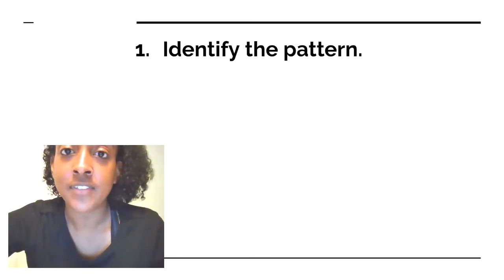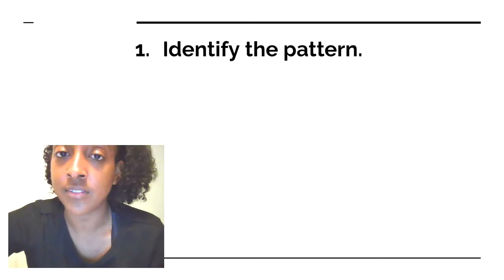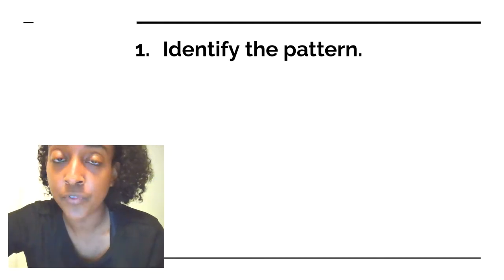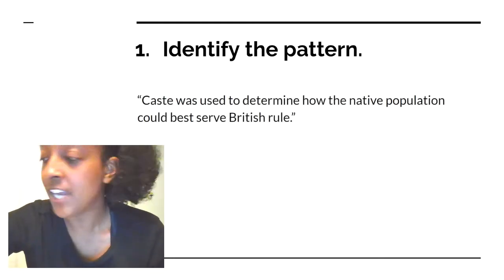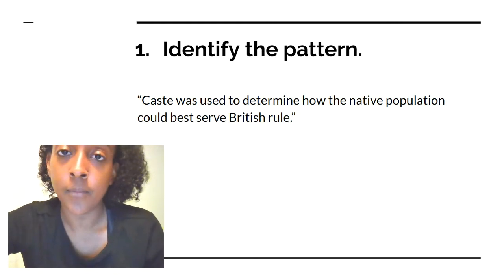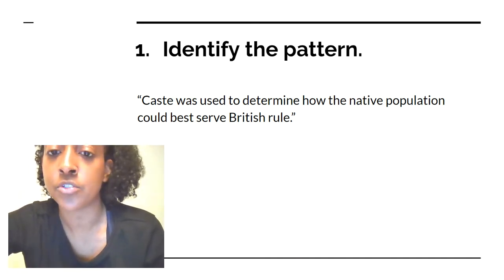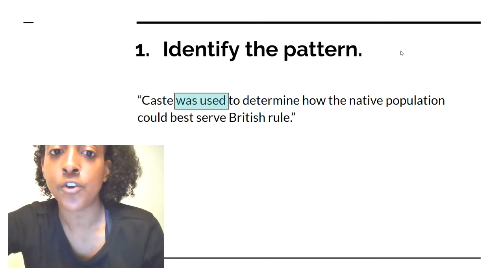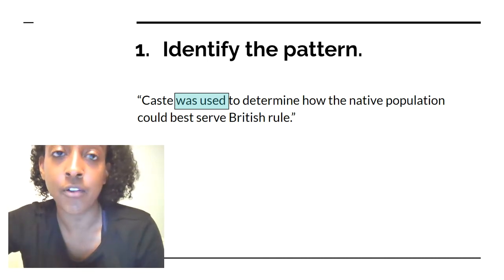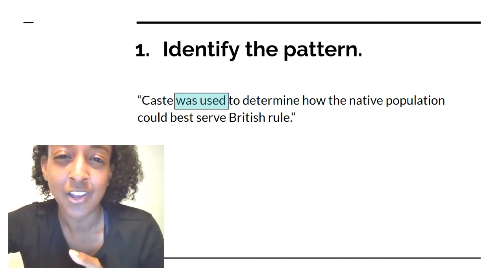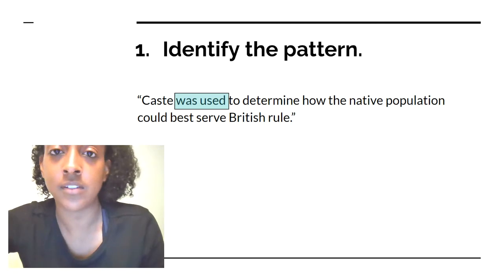So I think the first step in naturally getting students to see these patterns form is to first identify the pattern. I just took a little excerpt from one chapter reading. This comes directly from the text, and it says, "Caste was used to determine how a native population could best serve British rule." Here we see that the verb "was used" is applied in a passive sense. And a lot of students come to me when they encounter this type of verb tense and they're like, what's going on? I don't understand what the sentence is saying.